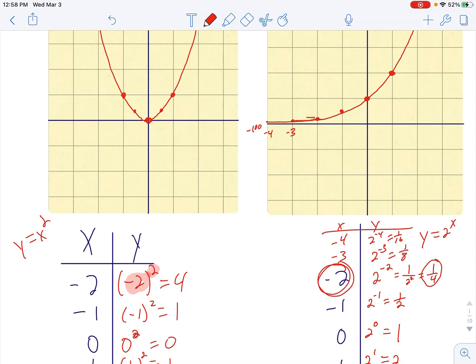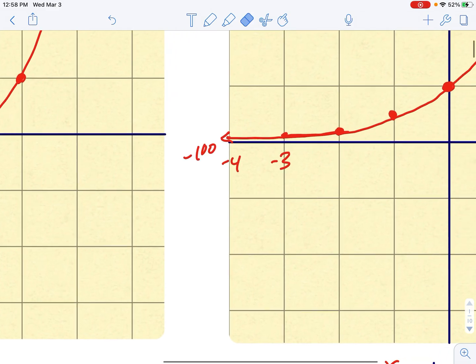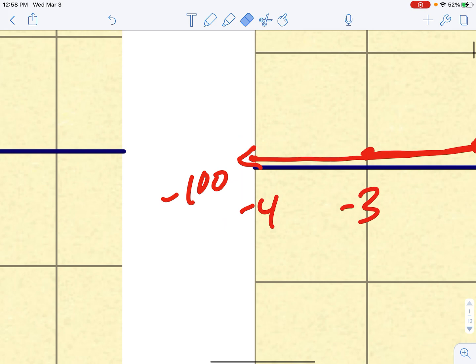What happens is this side of the graph starts getting really, really close to the x-axis. It kind of hugs the x-axis, but it never dips down beneath the x-axis. It kind of levels off in a way. I'm going to say parallel, even though that's the wrong word, but it appears that these two become parallel.